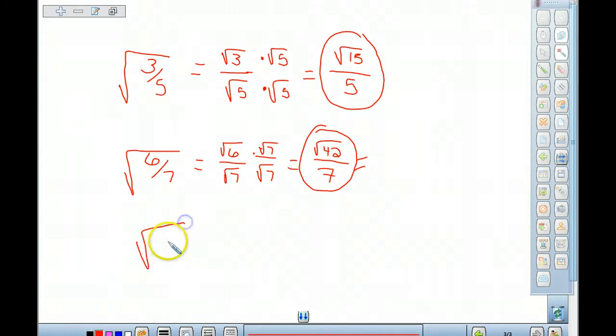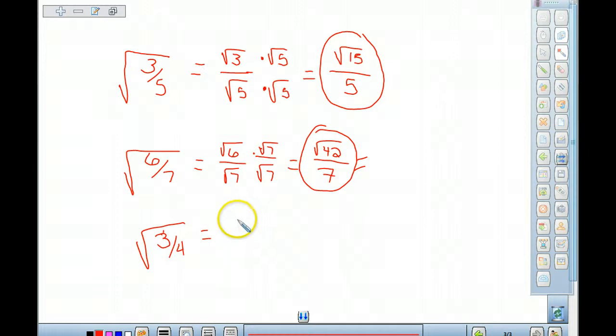What if I have the square root of 6? Oh, that's not going to work. All right, let's actually erase this. We're going to go the square root of 3/4.